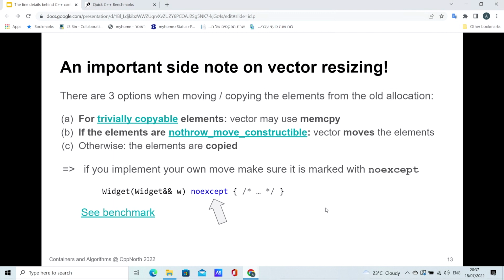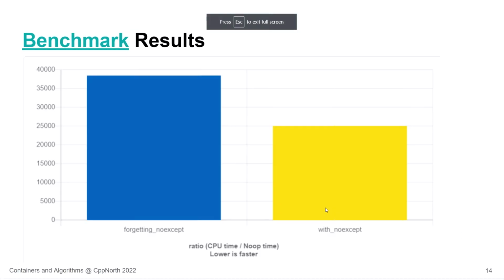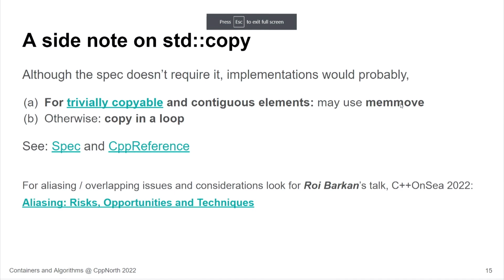So we spoke a bit about vector resizing. This is the result that we just saw. A side note about std::copy. In some cases, we try to implement it ourselves, but no need to. The language implemented it as an algorithm. If you want to copy items from one container to the other, you can use std::copy.